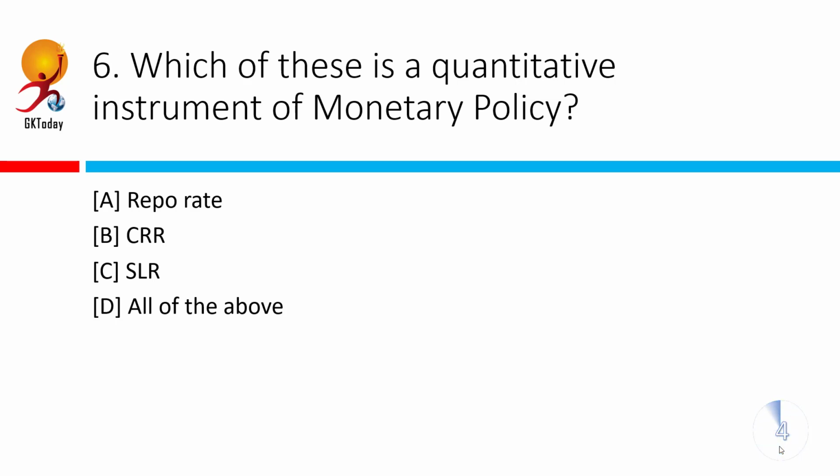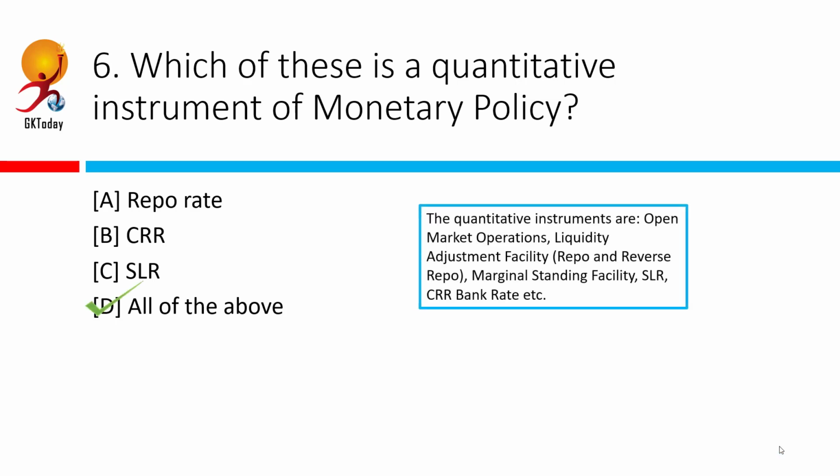Which of these is a quantitative instrument of monetary policy? We have just discussed this. Correct answer is all of the above. So repo rate, CRR, SLR all are a part of quantitative instruments. The others being open market operations, marginal standing facility, then there is reverse repo rate, etc.